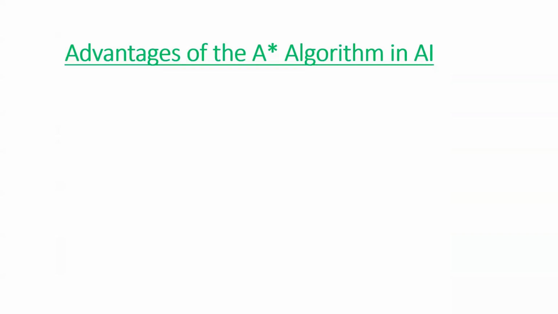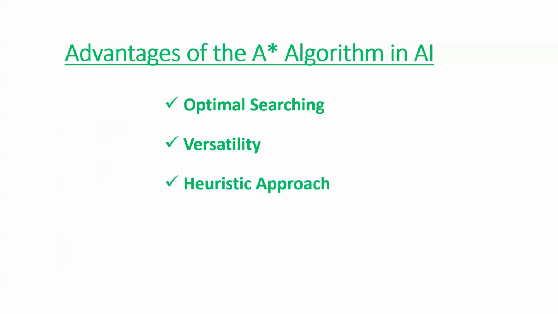So advantages of the A-star algorithm in AI. We have the optimal search. In optimal search, the A-star algorithm ensures we obtain the shortest path between two points, following the approach of the heuristic functions. And we have versatility. Versatility is nothing but that it can be applied in various domains such as robotics, gaming, logistics, and more. That makes it a versatile algorithm for finding the shortest path in different cases.